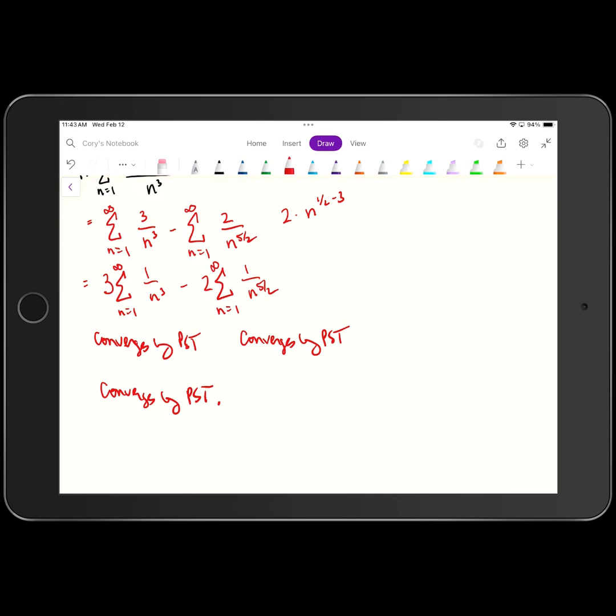Okay, so that's it. That'll wrap up section 11-3. Pretty short section. In 11-4, we start having the ability to work with slightly more complicated series in the next section, where we look at the comparison test and the limit comparison test.